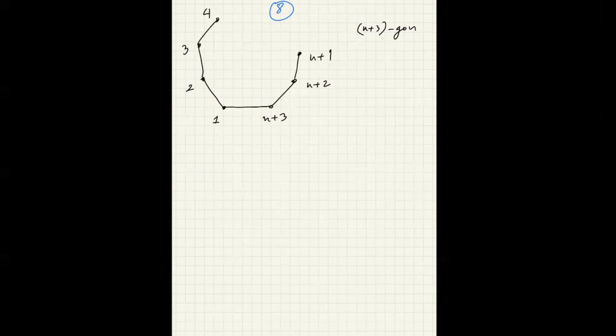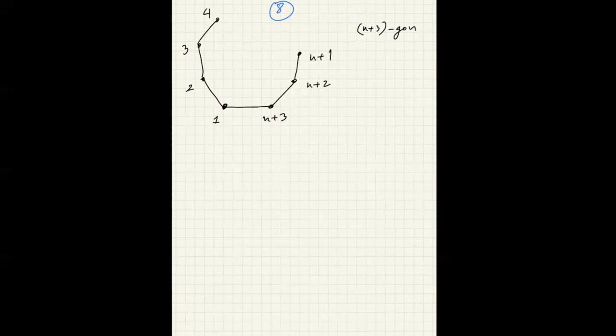And here's what's going to happen. So let's say we have an n plus 3 gon. So I put here the 1 at the bottom. The other one is n plus 3, and I go here, I have the 2, the 3, 4. On this side, you come with n plus 2, come back with n plus 1, and so on.